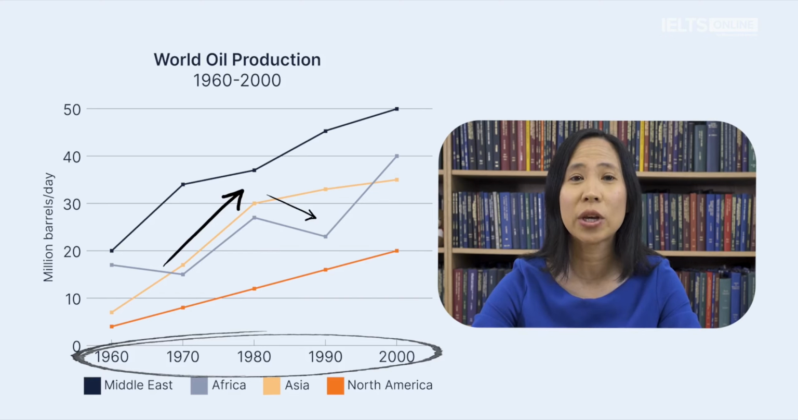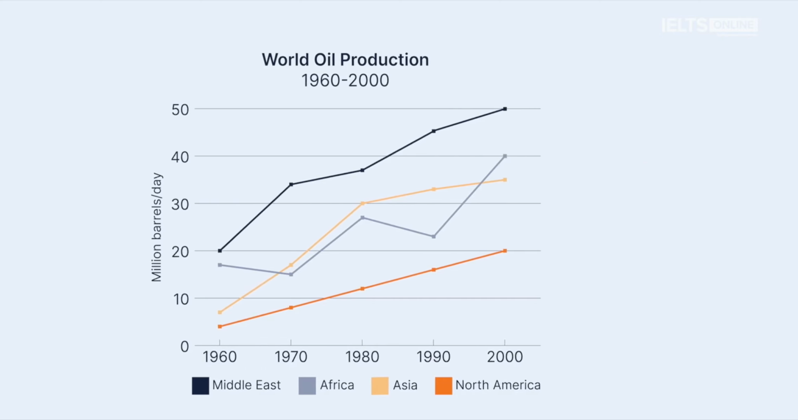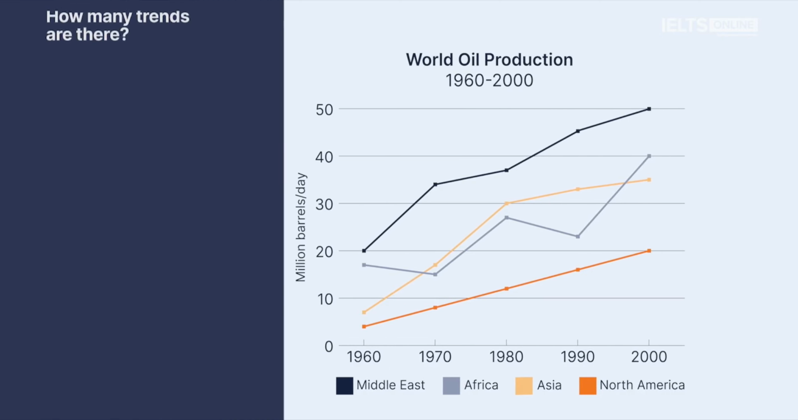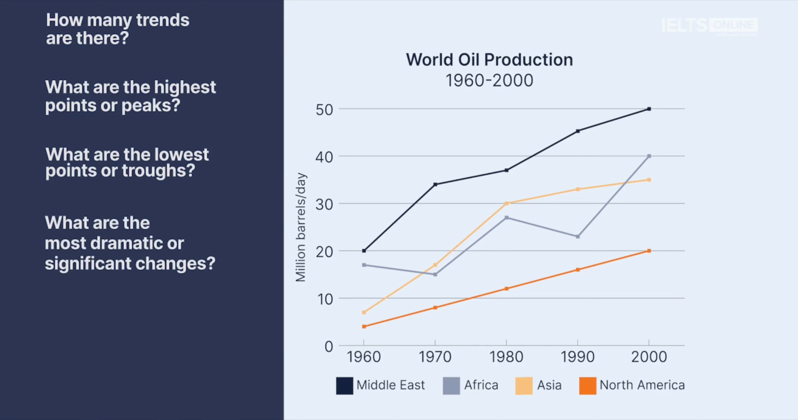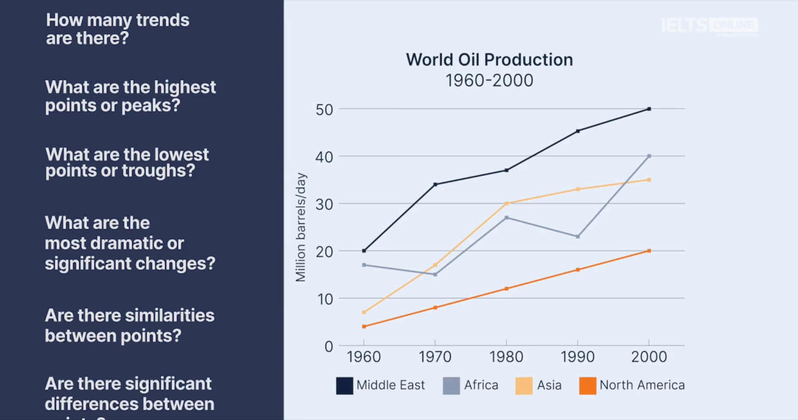Here are some questions you can ask yourself during Task 1 to help you to do this. How many trends are there? What are the highest points or peaks? What are the lowest points or troughs? What are the most dramatic or significant changes? Are there similarities between points? Are there significant differences between points?